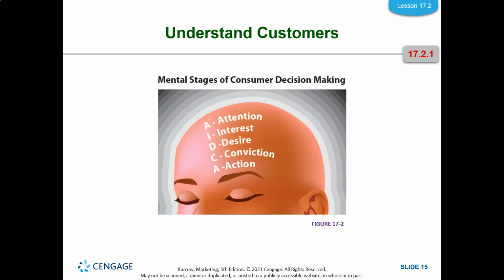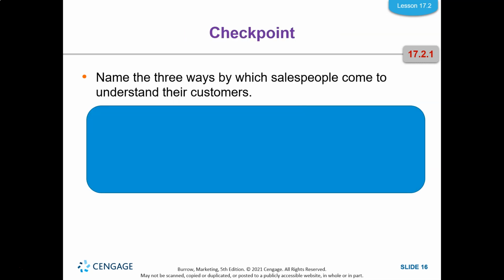Mental stages of consumer decision making. This is an extension of what we were just covering in the last slide. Again, like I already mentioned, A, attention, I, interest, D, desire, C, conviction, and A for action. All of those things are talked about on page 480 and parts of 481.